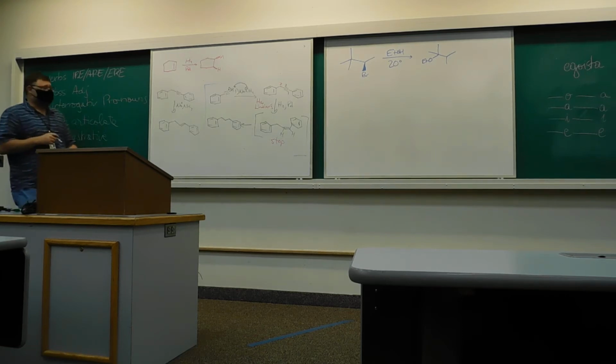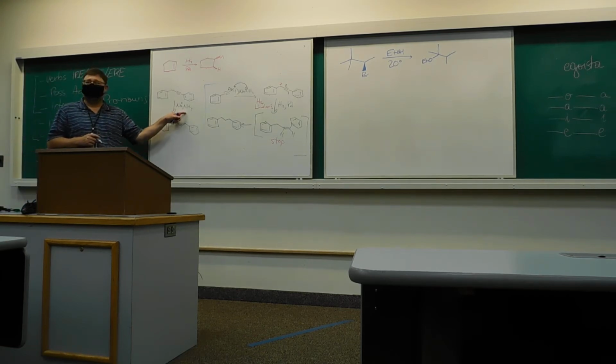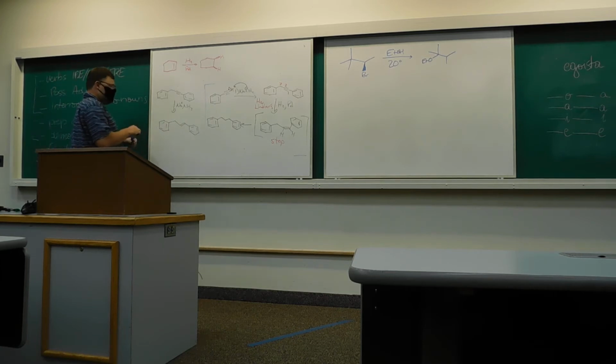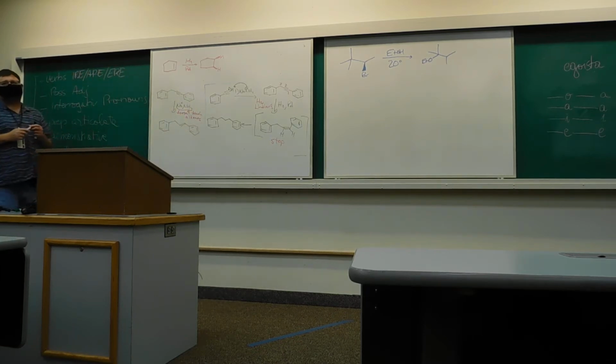So if you use sodium metal in liquid ammonia, you'll reduce the alkyne to an alkene, to a trans alkene, and this reaction mixture doesn't touch alkenes. Right? Same as Lindlar's catalyst, but for a different reason. So those are the three different ways to reduce an alkyne.